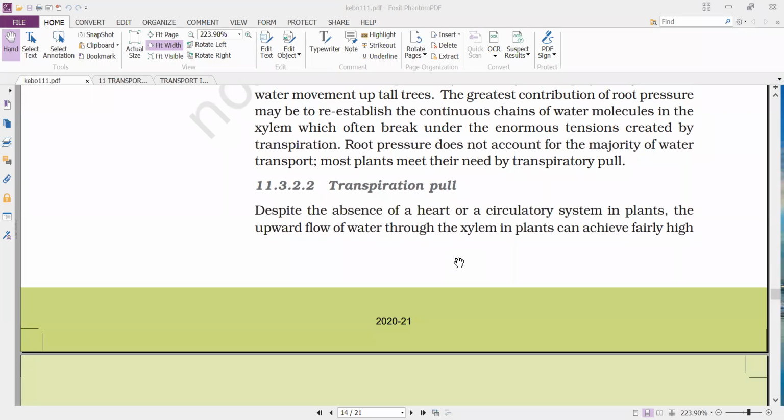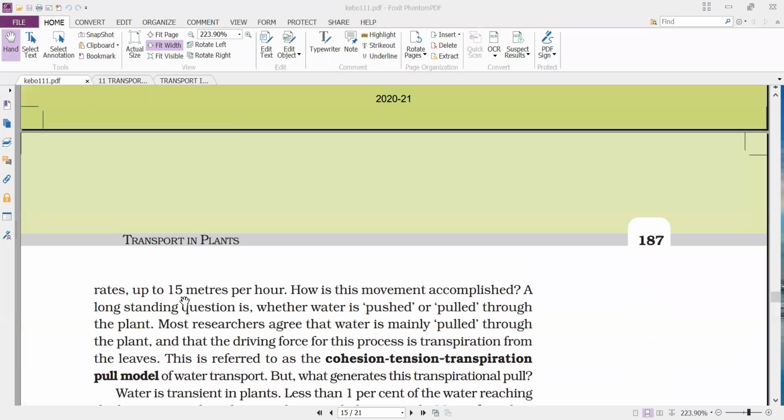What is the role of transpiration pull in the transportation of water in the xylem? Despite the absence of the heart or a circulatory system in plants, the upward flow of water through xylem in plants can achieve fairly high rates, up to 15 meters per hour. In animals, we find the heart, which generates positive hydrostatic pressure and pumps the blood so that the blood can flow with some pressure in the blood vessels and get transported to the different parts of the body.